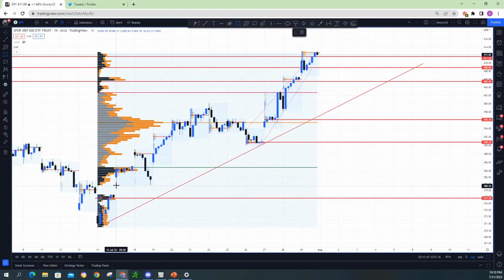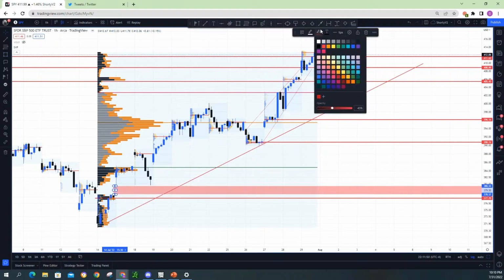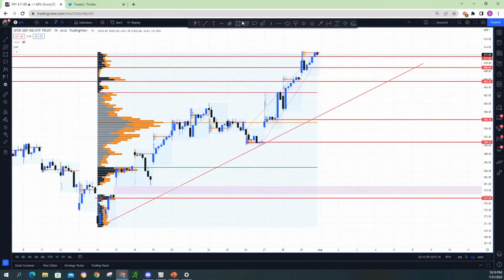Let me make these gaps some color. No, I can't do that one. This looks like a dumpster color. Gap. Let's see, another gap. And another gap. So 1, 2, 3. Have you guys ever heard of three exhaustion gaps?